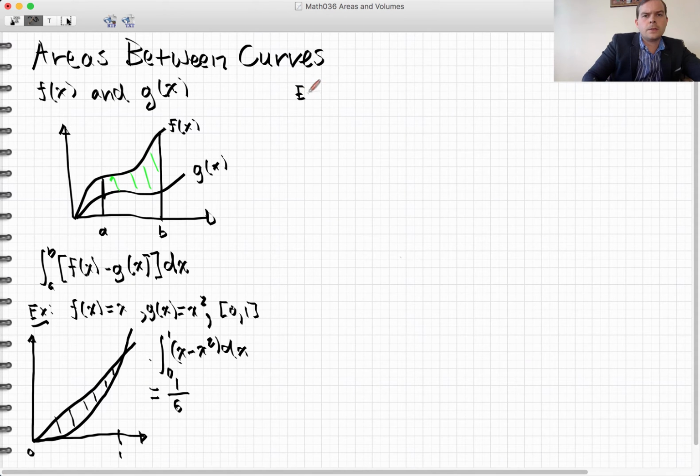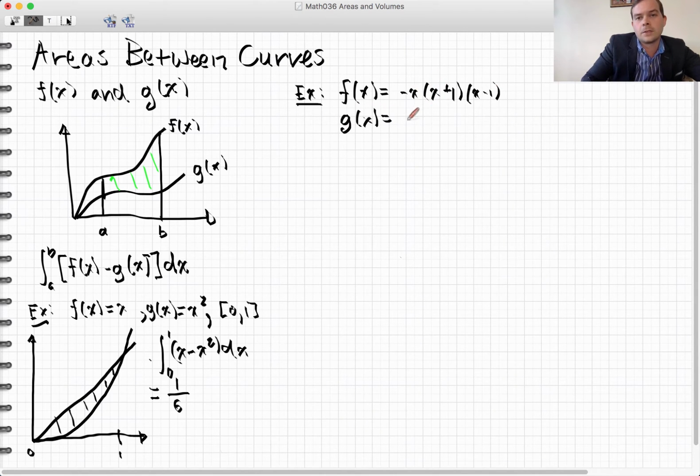Let's do another relatively simple example. So here let's let f of x equal minus x, x plus 1, x minus 1. So now I have a cubic, and I'm going to set g of x equal to just the negative of this function. So x times x plus 1 times x minus 1. And again, we'll consider the interval 0, 1.